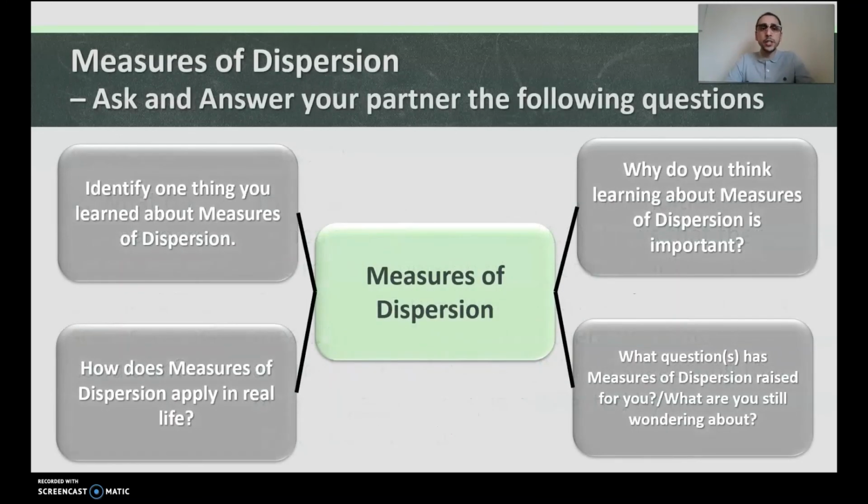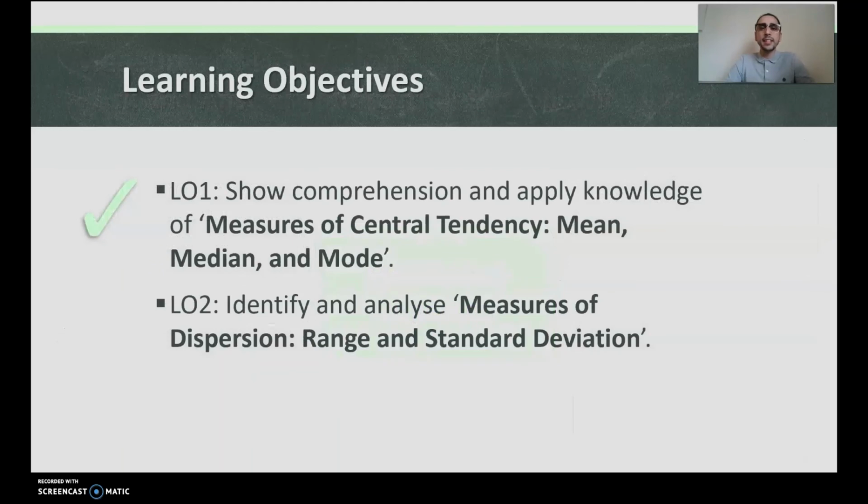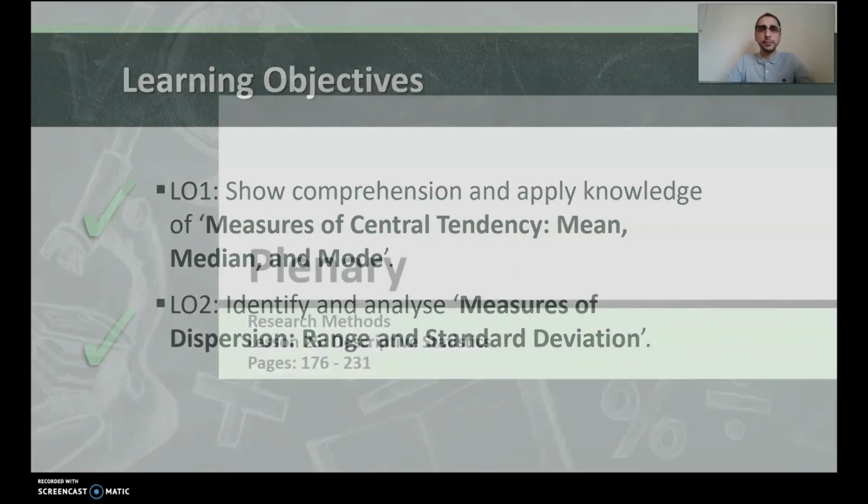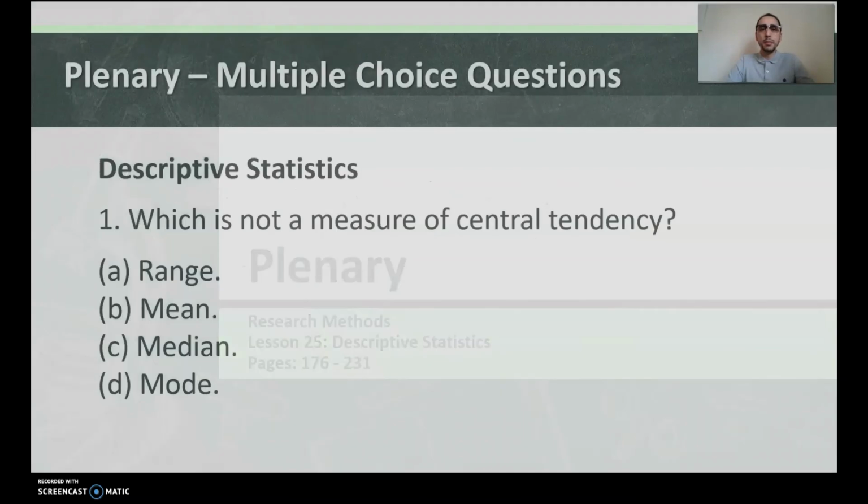And they are the measures of dispersion. Identify one thing you learned about measures of dispersion. Why do you think learning about this is important, and how does it apply in real life? Again, if you've got any questions, let me know. And that's learning objective 2. Identify and analyze measures of dispersion, range, and standard deviation. Okay, let's move on to the plenary.